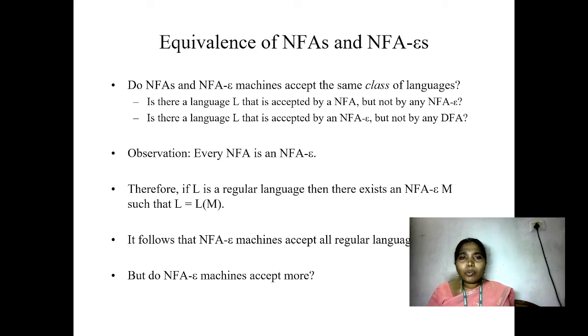Right. So the observation that was made was that every NFA is an epsilon NFA. Therefore, if L is a regular language, then there exists an epsilon NFA M such that L is equal to L of M. It follows that NFA epsilon machines accept all regular languages. But do NFA epsilon machines accept more?